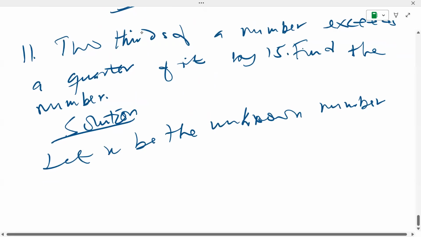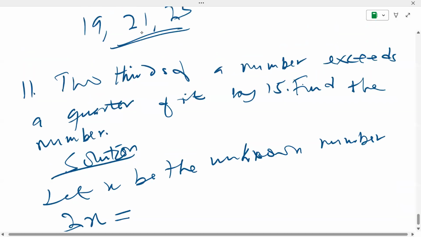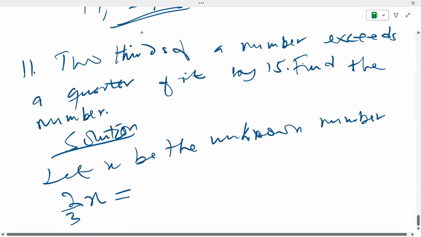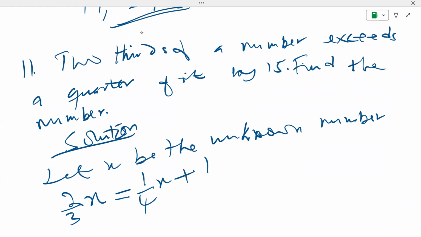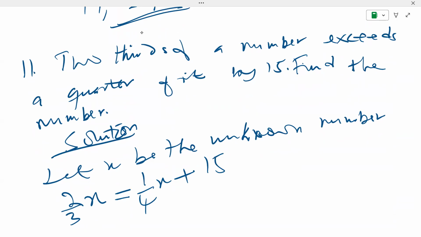2/3 of a certain number. So we write 2/3 of a certain number, 2 on 3 times x, exceeds a quarter of it by 15. And so the statement above has been translated into a mathematical statement. 2 on 3x equals 1 on 4x plus 15. That is all there is to it.